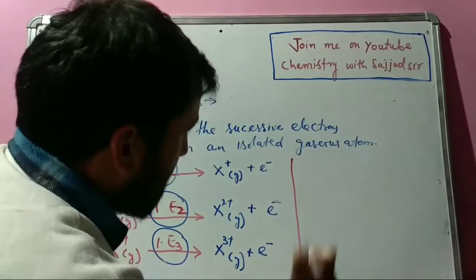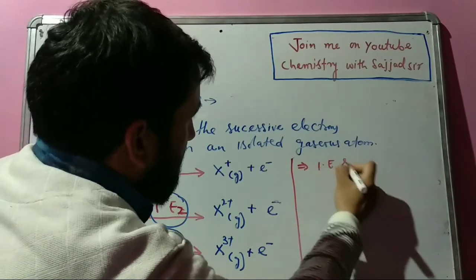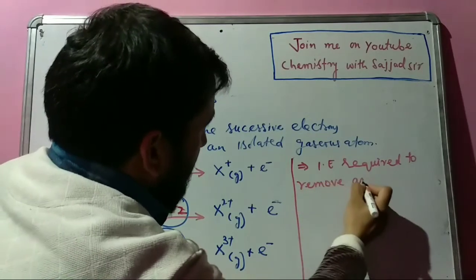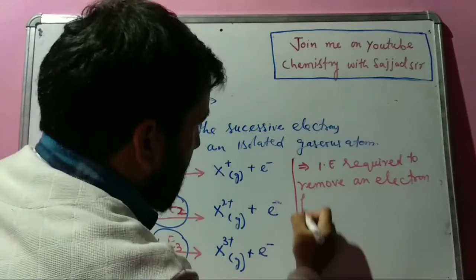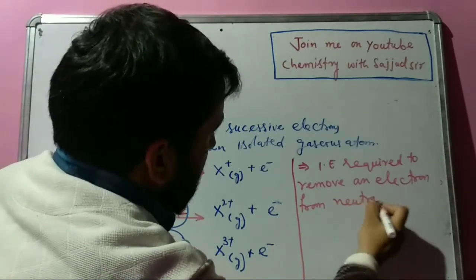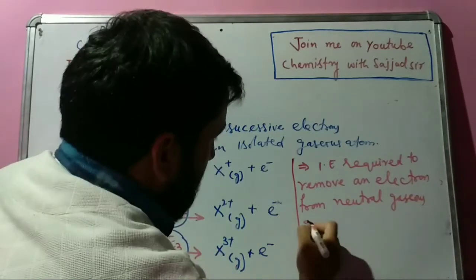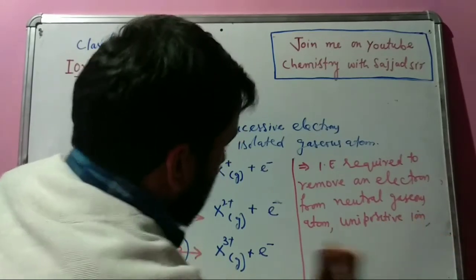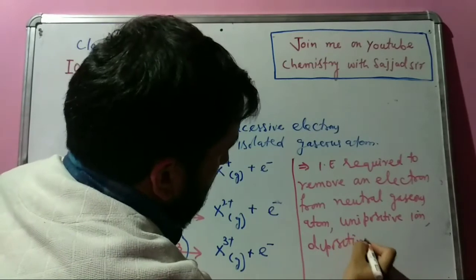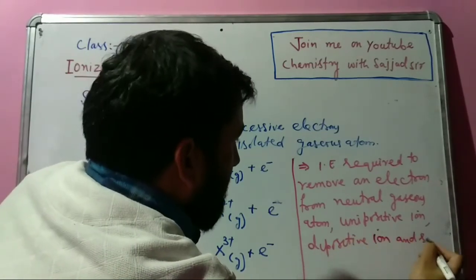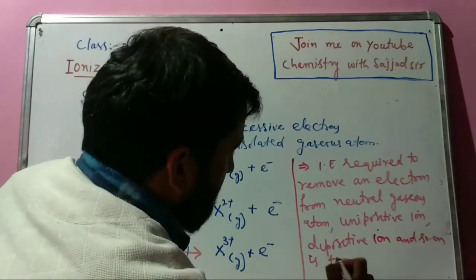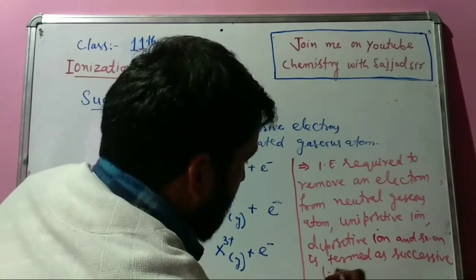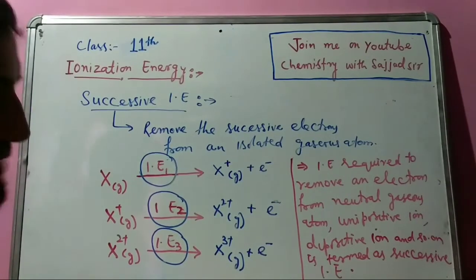So we can here say that the value of ionization energy required to remove an electron from neutral gaseous atom, unipositive ion, dipositive ion, and so on, is termed as successive ionization energy. So this was about the successive ionization energy.